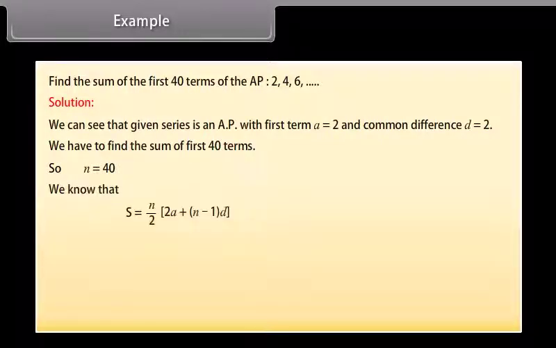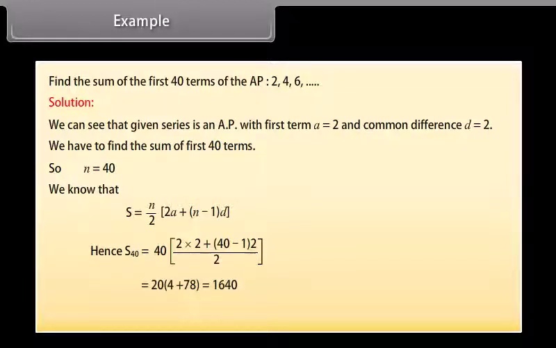We know that S is equal to n upon 2 into (2a plus (n minus 1) into d). Hence, S40 is equal to 40 upon 2 into (2 into 2 plus (40 minus 1) into 2), which is equal to 1640. So the sum of the first 40 terms of the AP is 1640.